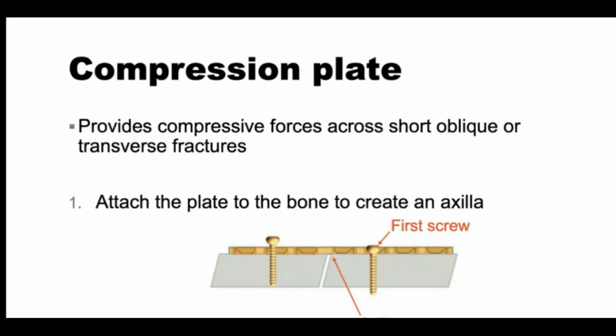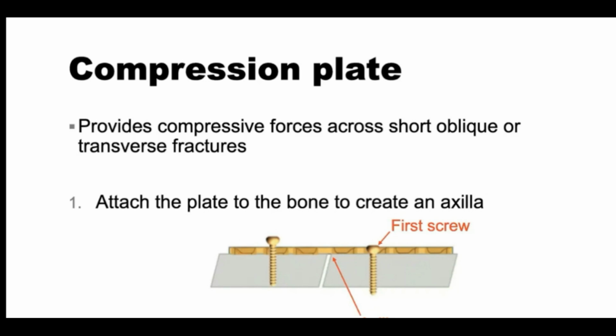So again, like with anti-glide or buttress plates, we're choosing to create an axilla between the bone and the plate. And the idea is that this plate screw construct is going to drive the oblique fracture into that axilla and provide compression across a fracture site. So step number one is to attach the plate to the bone to create this axilla. So you have to be able to identify, well, which side do I want to start on? Which side needs to have the plate attached first to create this axilla when I can.